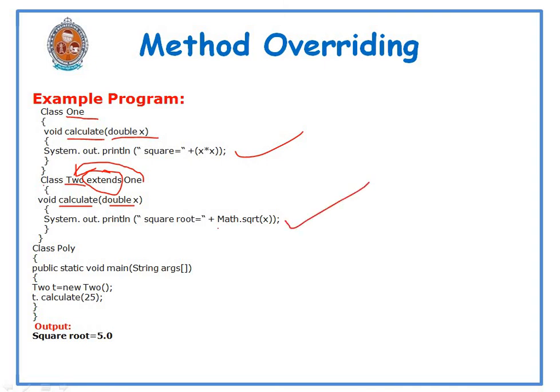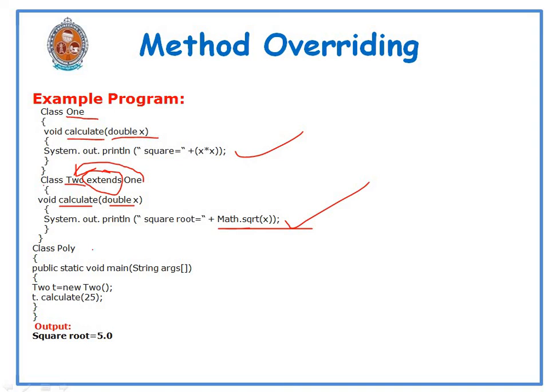That is why here we have written Math.sqrt(x), where Math is a class name and sqrt is a method name. It is a predefined method. Square root is a static method. So in Java, in order to invoke any static method, there is no need to create an object. We can simply call that method with the class name. That is why here we have written Math.sqrt(x).